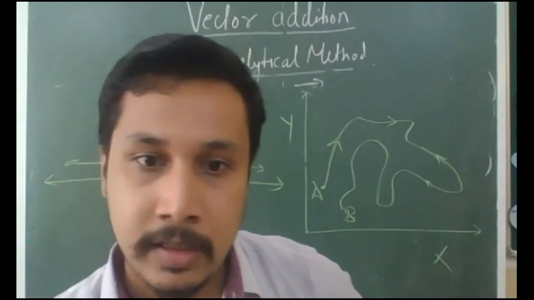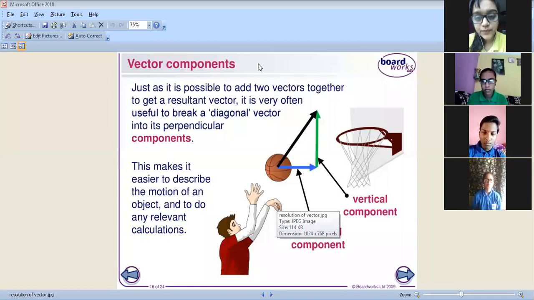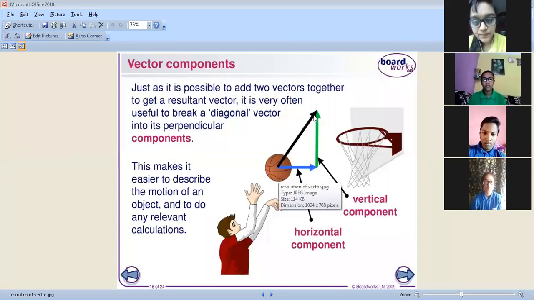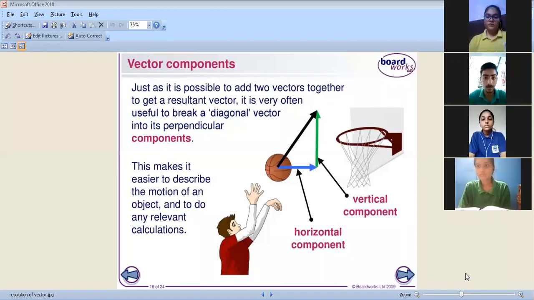Fine. So let's look at the example again. Here you can see this ball has a resultant in this direction. This blue arrow is indicating that this ball is having an x component which forces this ball to move in horizontal direction. And this other line is forcing the ball to move in upward direction.